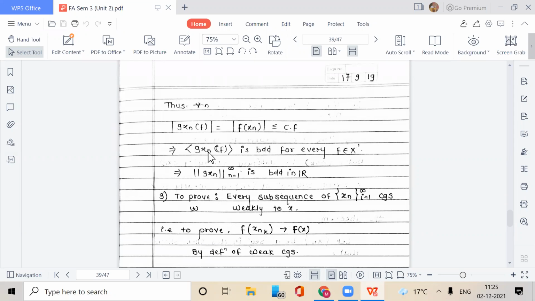Gxn will be the functional whose domain is X dash. So the sequence Gxn of f, n from 1 to infinity, is bounded. Therefore, the sequence of norms of Gxn, n from 1 to infinity, is bounded in R.